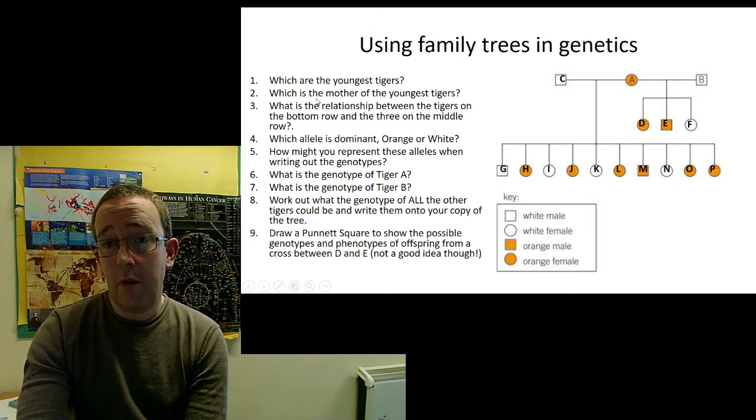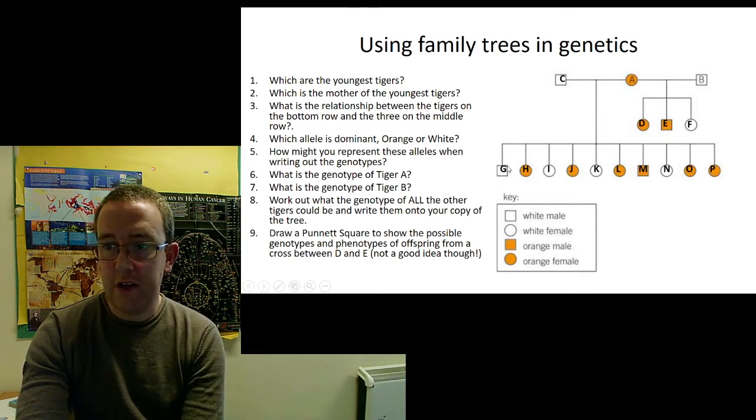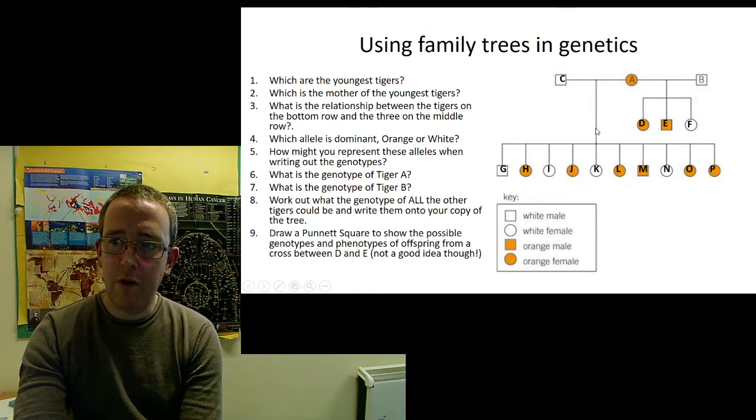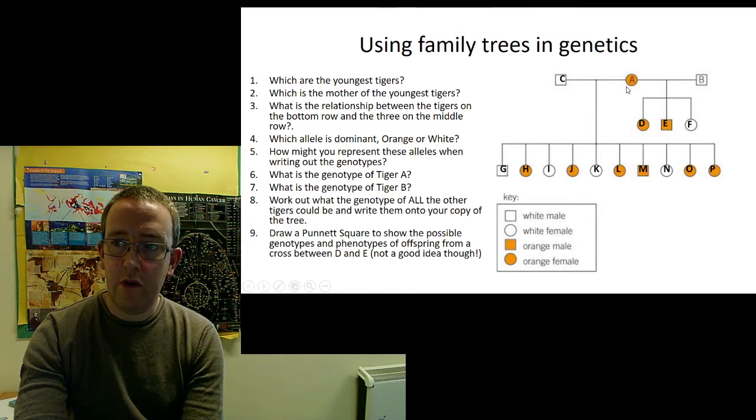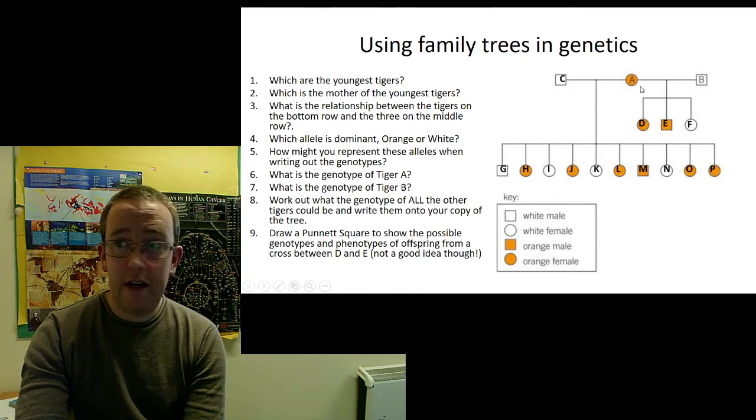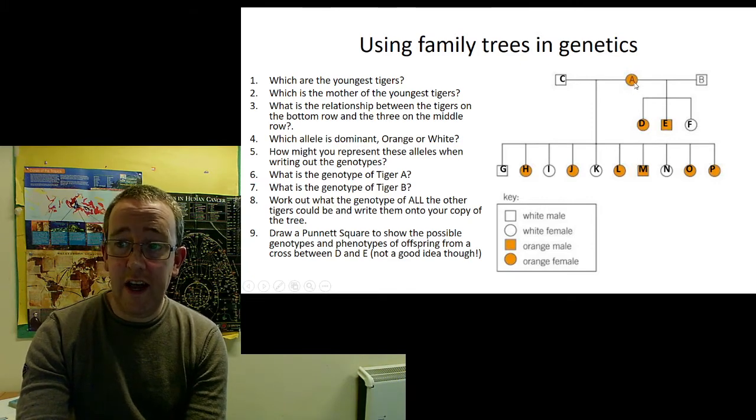Which is the mother of the youngest tigers? So these are the youngest tigers here. We follow this back, okay, and we're trying to find a female. So the mother, the circle there, is A. Okay, so the mother of the youngest tigers is A.